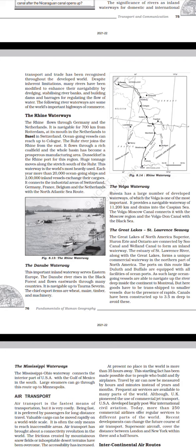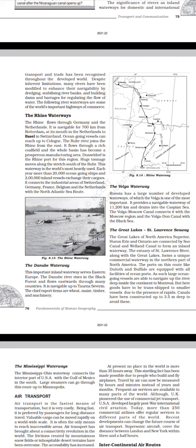It connects the industrial areas of Switzerland, Germany, France, Belgium, and the Netherlands with the North Atlantic Sea route. Take a look at figure 8.13, the Rhine Waterway. The Danube Waterway. This important inland waterway serves Eastern Europe. The Danube River rises in the Black Forest and flows eastwards through many countries.